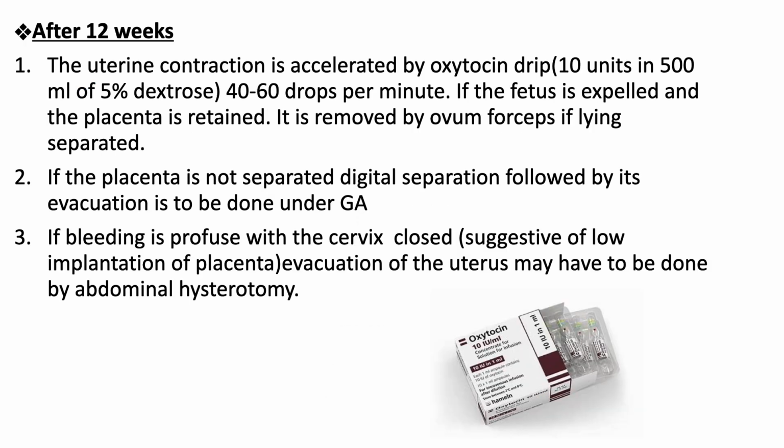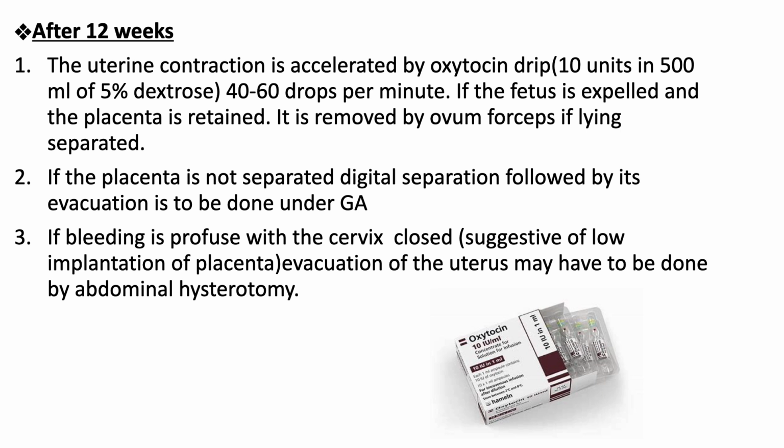After 12 weeks, the uterine contraction is accelerated by oxytocin drip, that is 10 units in 500 ml of 5% dextrose, which is started at 40 to 60 drops per minute. If the fetus is expelled and the placenta is retained, it is removed by ovum forceps if lying separated. If the placenta is not separated, digital separation followed by its evacuation is to be done under GA.